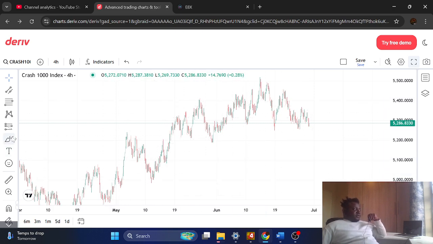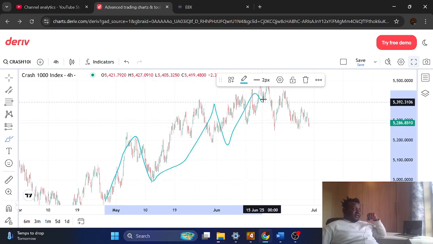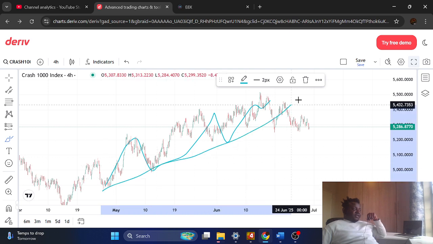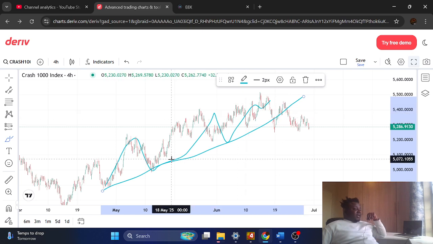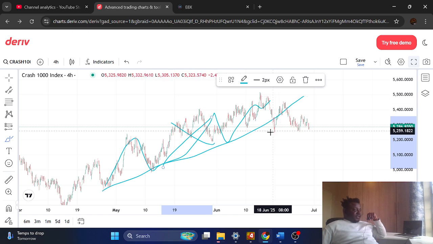Okay, so when analyzing Crash 1000, you have to first find the trend. You can see that this was an uptrend as the market was going up, and then this uptrend was broken, right? It was broken and retested, meaning the market is no longer in this uptrend. So this is no longer valid until this point where the breakout came. So this high is the only high we are working with.